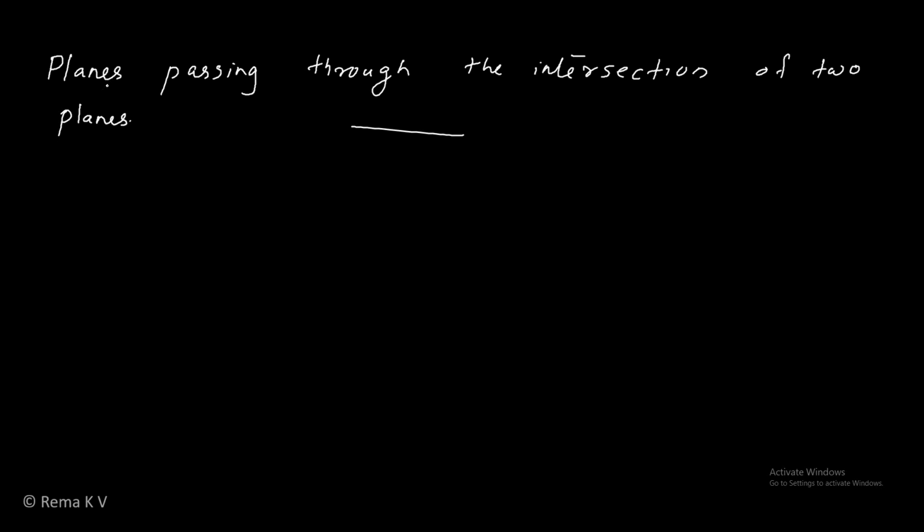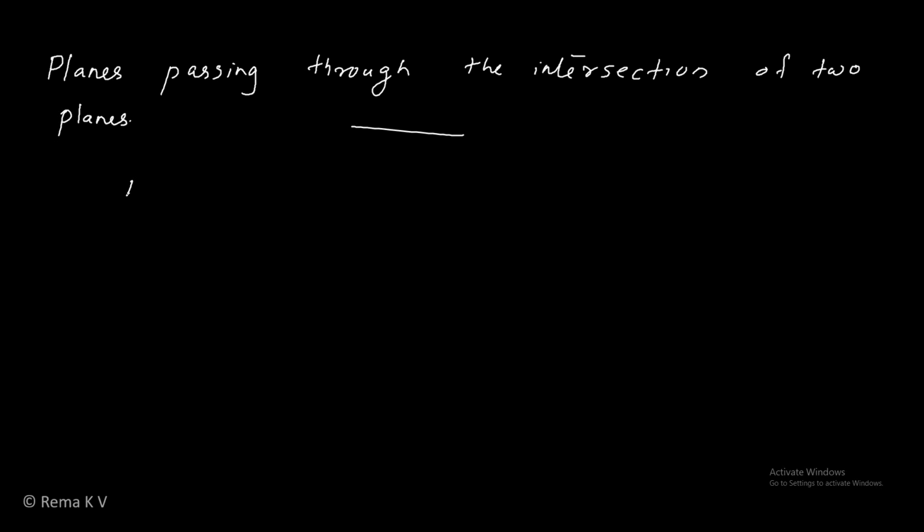And now this is planes passing through the intersection of two planes. That means we are given two different planes and the planes are intersecting. The intersection of two planes means it is a line. So through that line, infinitely many planes are there. We can find a plane passing through the intersection, that means the line of intersection.